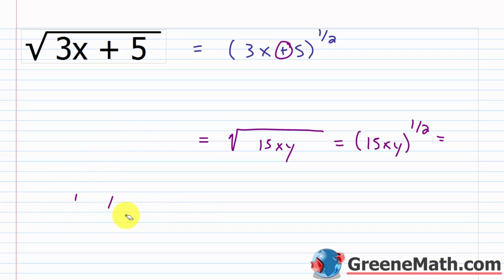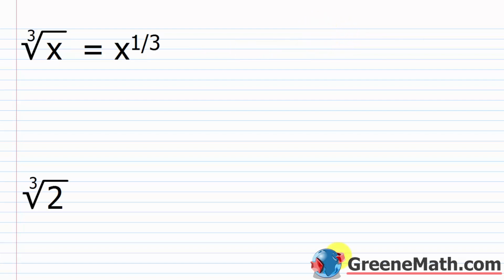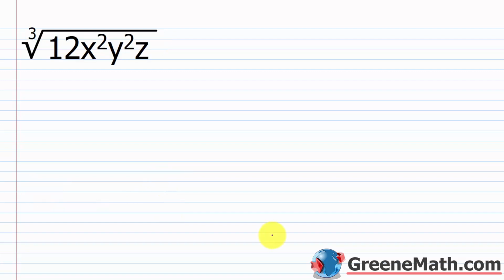So writing this with a fractional exponent, or using rational exponents if you want to say that, you get 3x plus 5 inside of parentheses. The whole thing's raised to the power of 1/2. All right, so again, if you're working with higher level roots, it's the same thing, okay? So if I have the cube root of x, this is x raised to the 1/3 power. This index here is always going to match this denominator here, okay? So if I had the cube root of 2, I could just write this as 2 to the power of 1/3. Very, very simple.